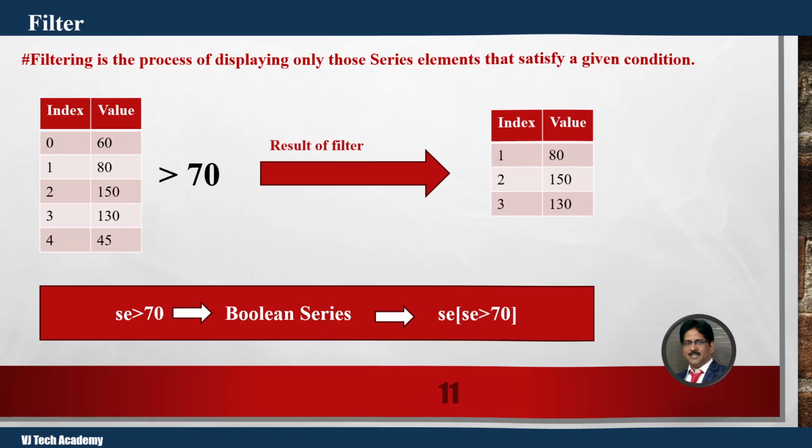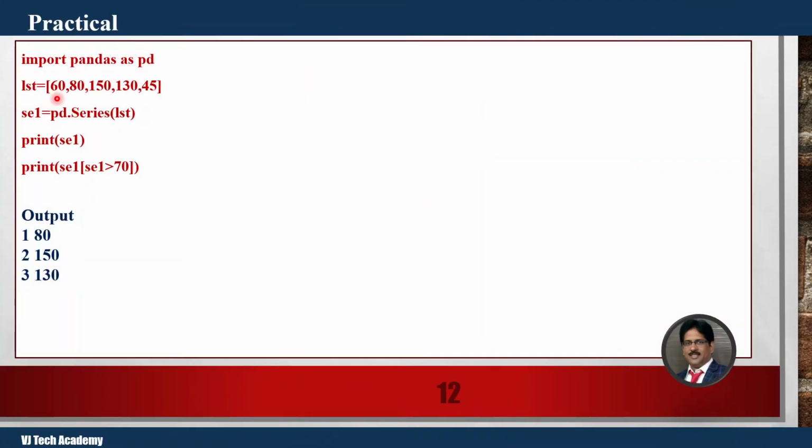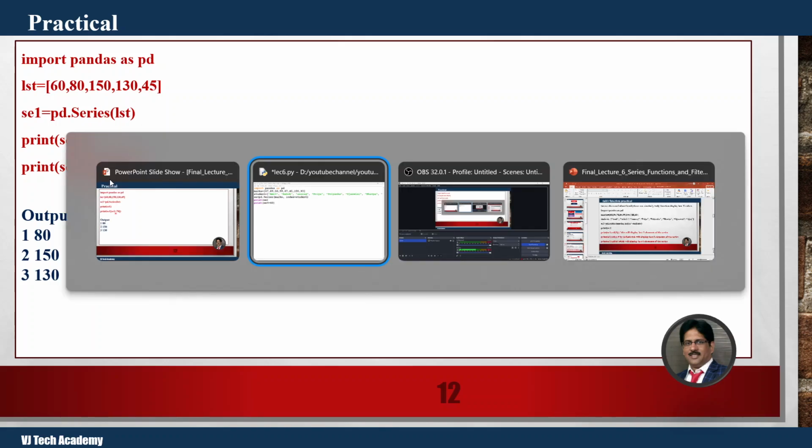Let's do it practically as well. I just create the series here and I write SE1 in the square bracket, write down SE1 greater than 70. So first SE1 greater than 70 will be executed, which will result as true or false, whatever will be generated as per the values given in the series. And wherever you are having the result as true, only those values will be displayed.